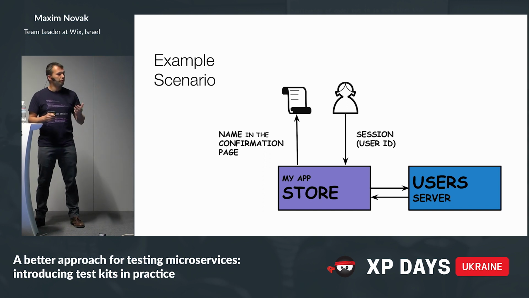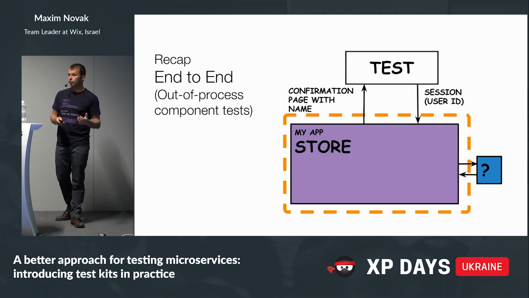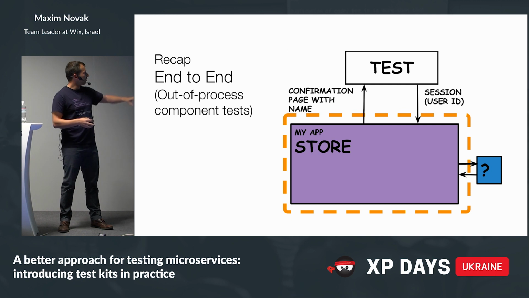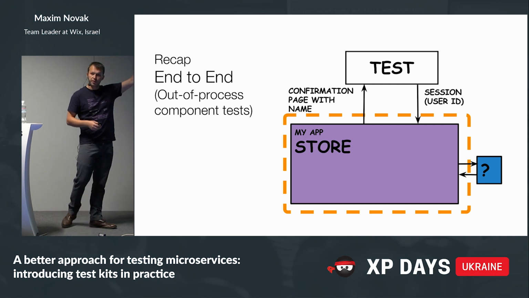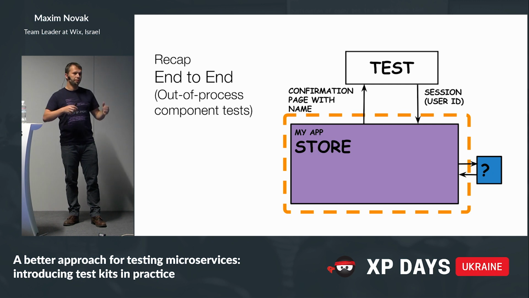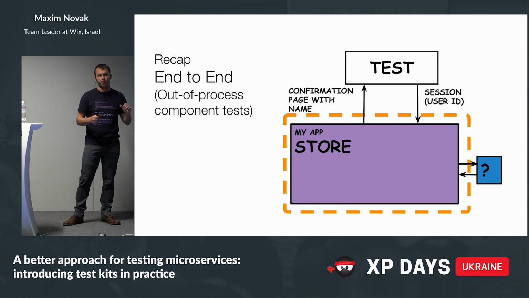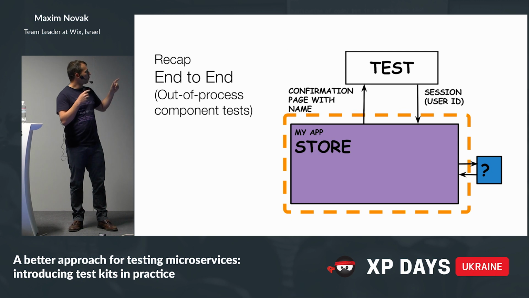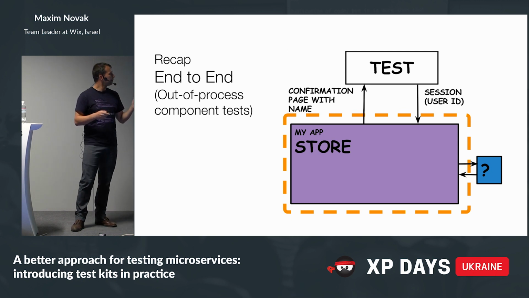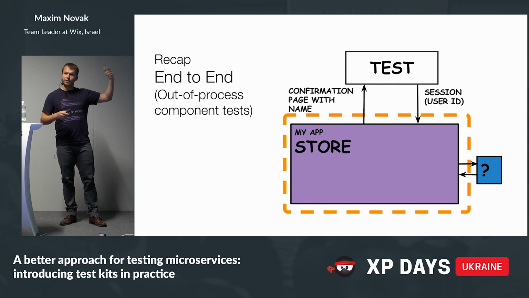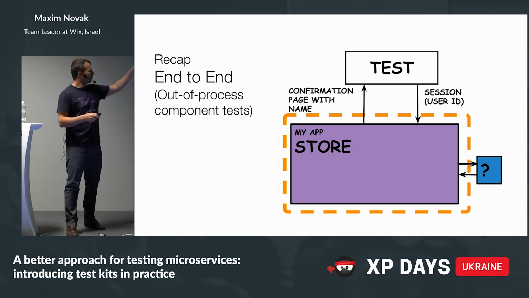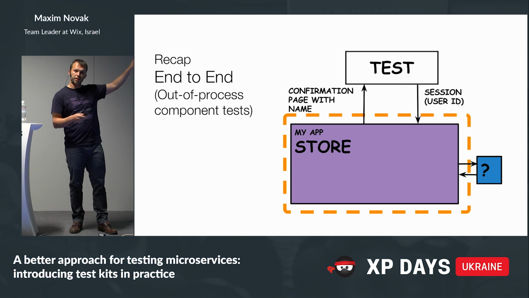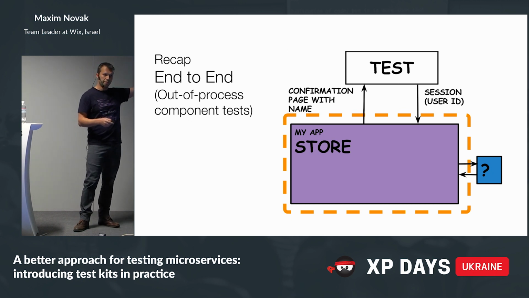The first type of test that we'll discuss today is the end-to-end test, which is also called an out-of-process component test. Of course, in reality our store has a database and maybe more services, but in this diagram I tried to include the minimal stuff that we need for our example. The orange line is the test boundary. In this case, we run our application in the end-to-end test, and the test simulates the user. The test will log in, add an item to the cart, make a purchase, and then look at the confirmation page and make sure that the name of the user is on the page.